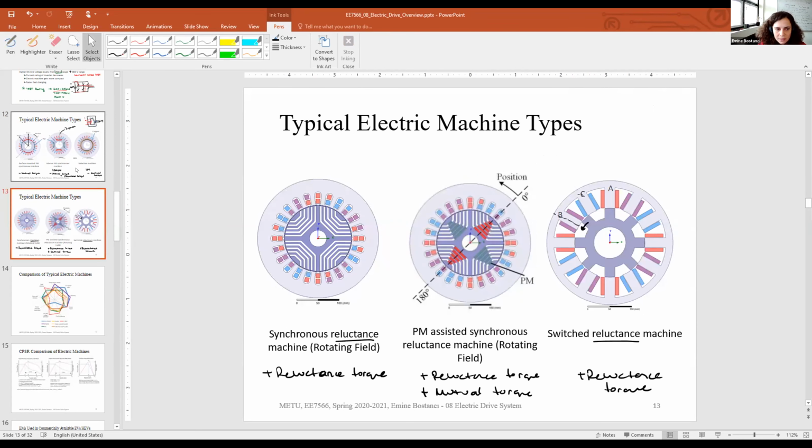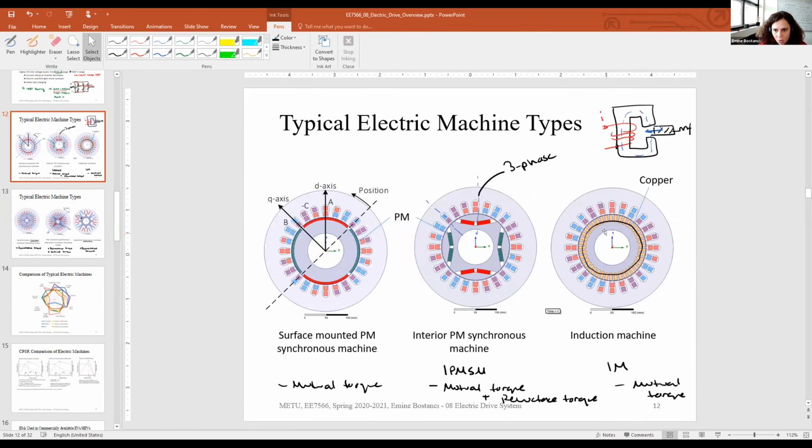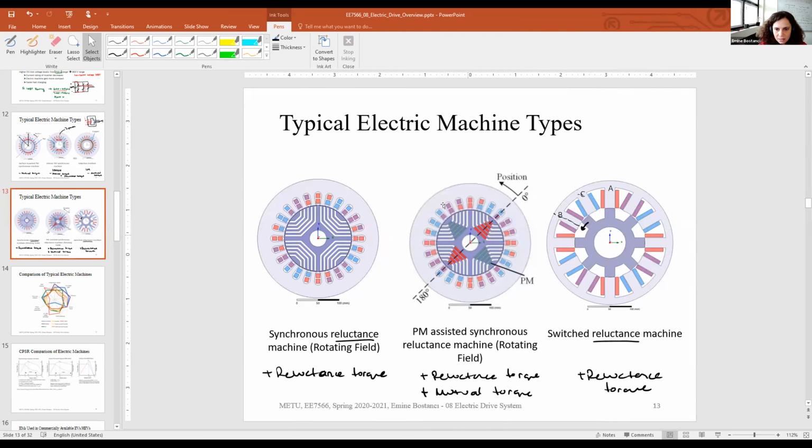So from all these machines, the first three and these two have the same stator, which is a three-phase stator. And this one, the switch reluctance machine, has a different type of stator. So this has a different stator, and this will need a different inverter. The inverter topology that we have discussed can be used for the first five of the machines, but not for this machine.